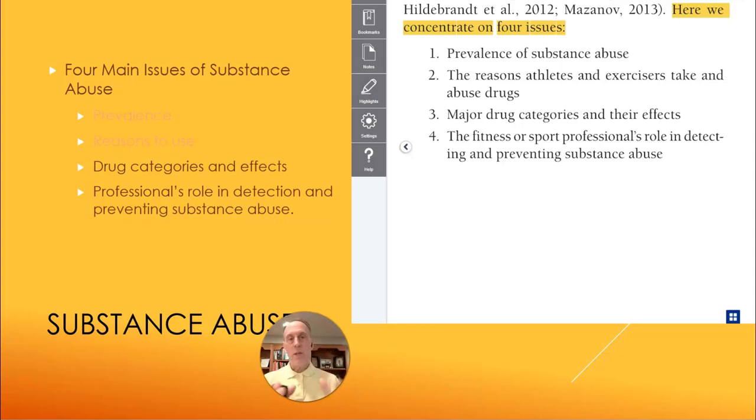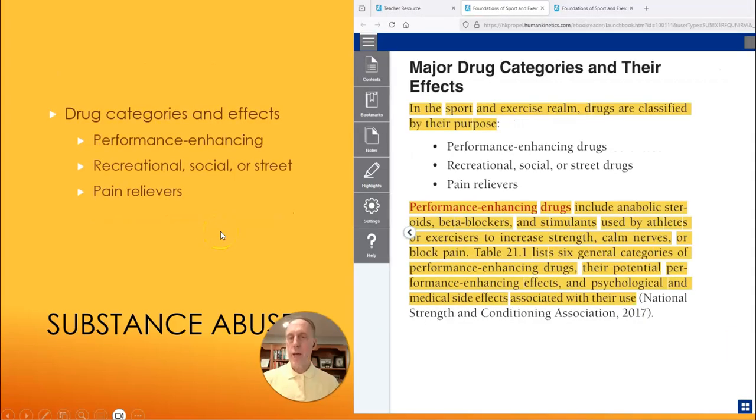So there's four main things that they talk about here. It's the prevalence of substance abuse, the reasons the athletes are taking the drugs, which we talked about. Now we're getting to the categories and their effects and the role of detecting. So we've kind of gone through two of the four in this list. So let's jump into categories and effects.